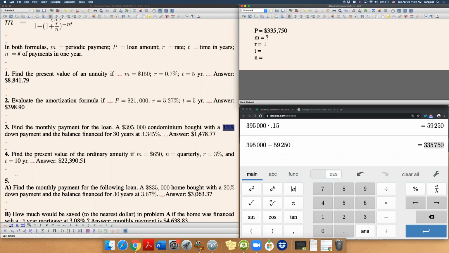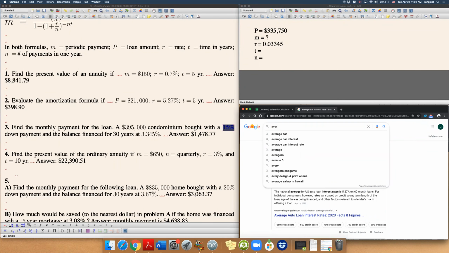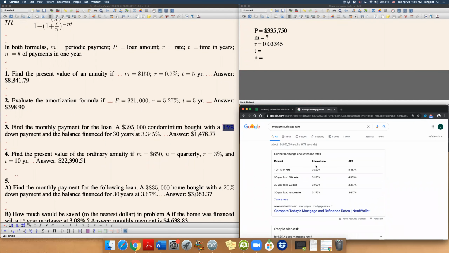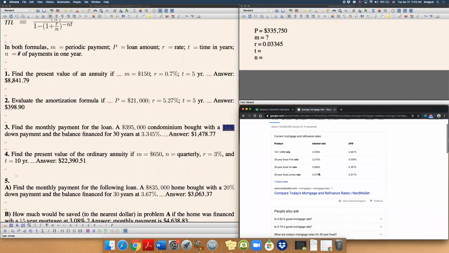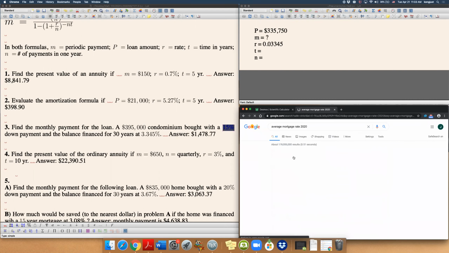The rate is 3.345%. Okay, so as a decimal that is 0.03345. By the way, this is the actual average interest rate for the US, I think. I don't know, you looked this up a moment ago. Average mortgage rates. Let's see. Oh, this is a different number it's giving me. This is because... let's see. What did I look up before?